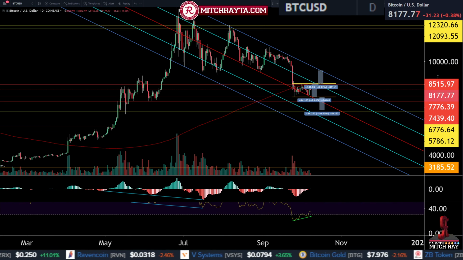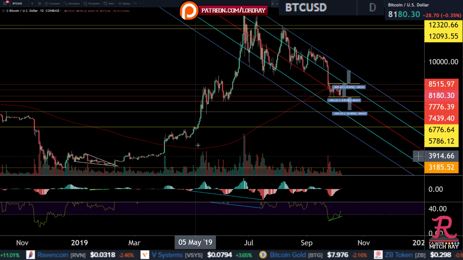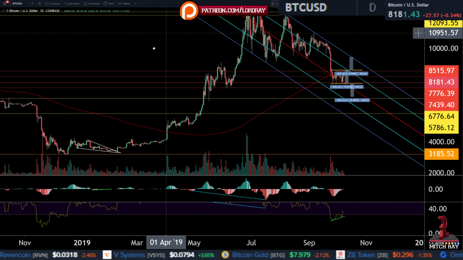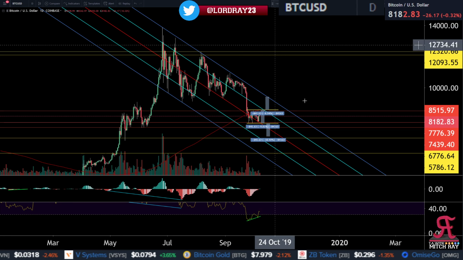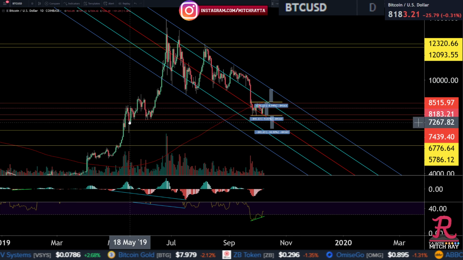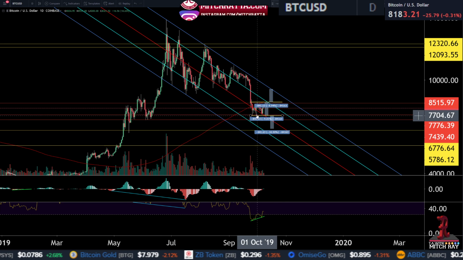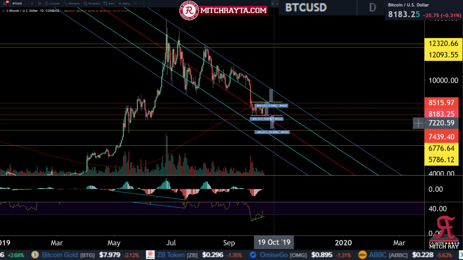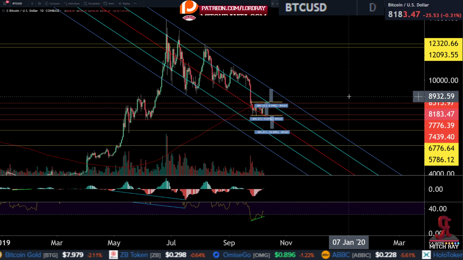We haven't even made a 61.8% retrace from the December 2018 low to June 26th high. All right. I think 7,250 right here is that 618. So what, we made like a 57% retrace probably at this point, which is pretty moderate.